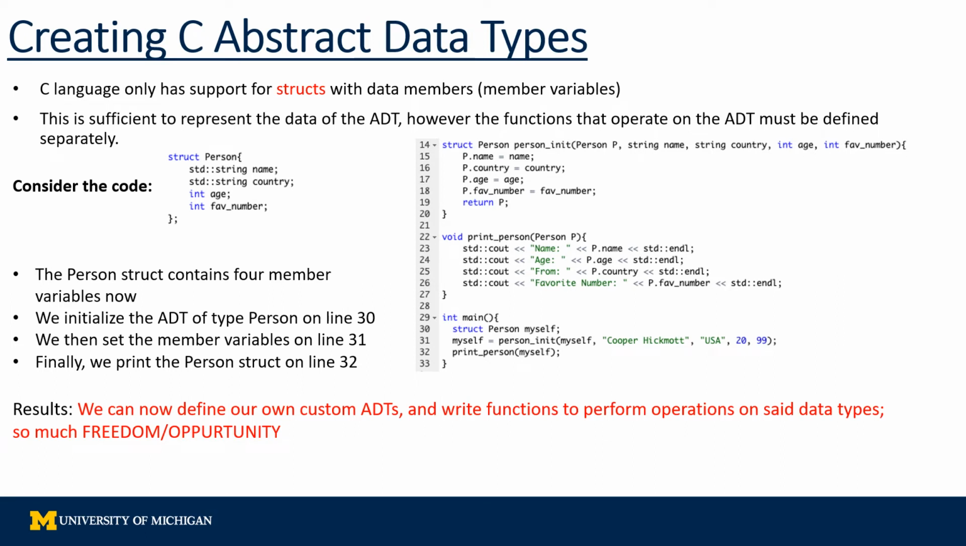So consider the code that's on the screen. On the left side, we're defining a struct person, and in that we define member variables string name, string country, integer age, and integer favorite number.